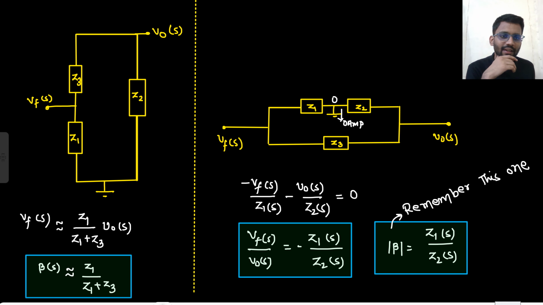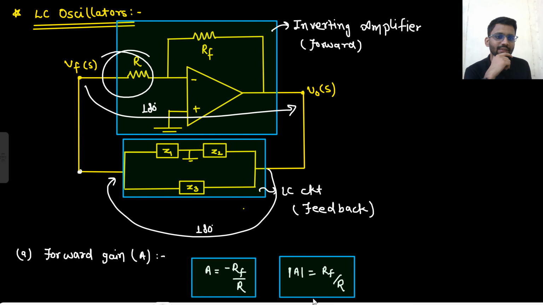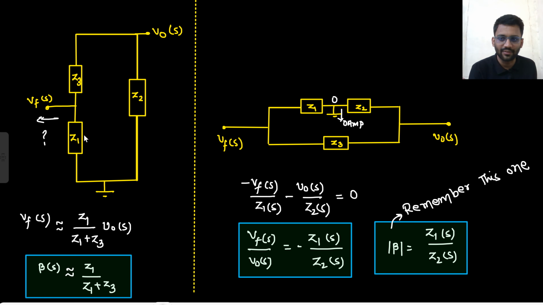Can I apply the voltage division here? From VFS is it open circuited? No. From VFS resistance R is connected. So you cannot write potential division this way, because here resistance R is connected and that is going into the OpAmp, and since virtual short will be valid, this node will be 0. So resistance R is connected there. So you cannot write Z1 upon Z1 plus Z3. That is also an approximated one. This beta value is also approximated.